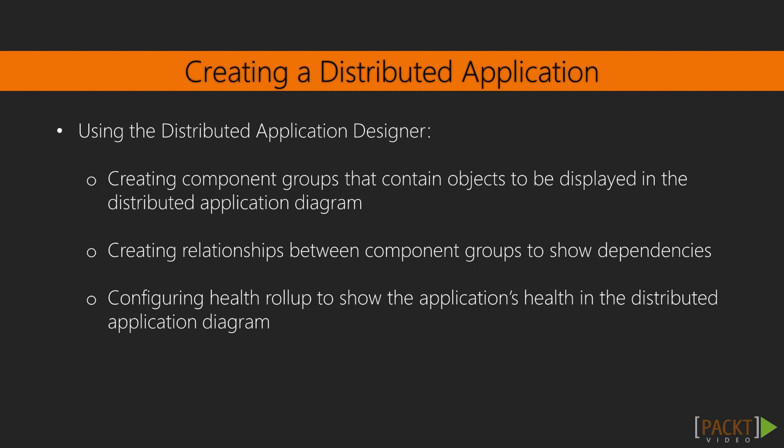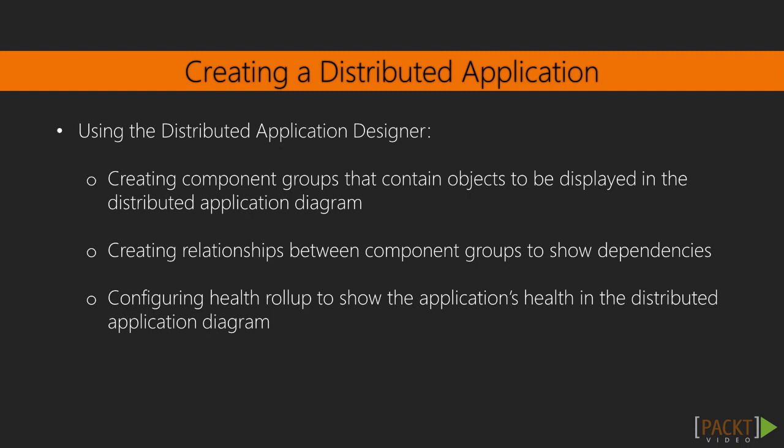Lastly, after you have saved the distributed application diagram by clicking the Save button, you can go in and configure the health rollup of each one of those component groups. This is going to determine the health state of the component group and the overall distributed application diagram based on three possible health rollup algorithms: the best case health state, the worst health state of any member, and the worst state of a percentage of members that are in a good health state.